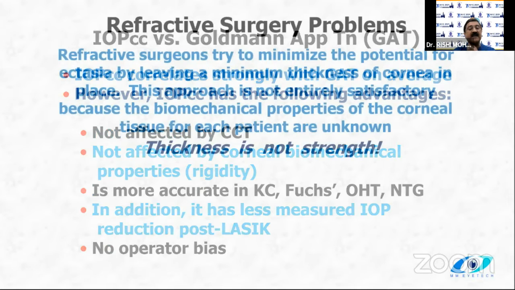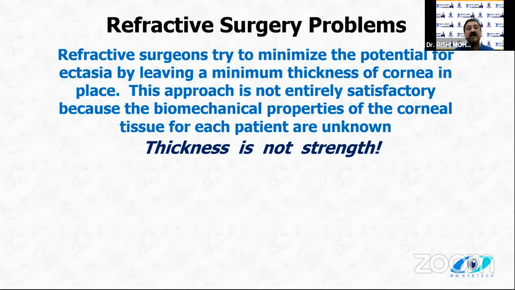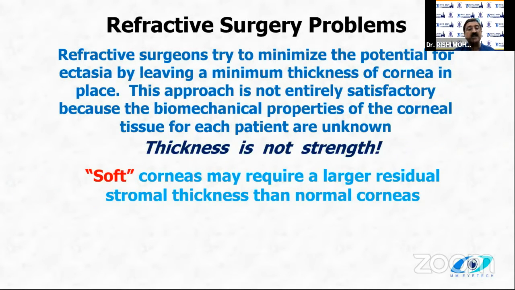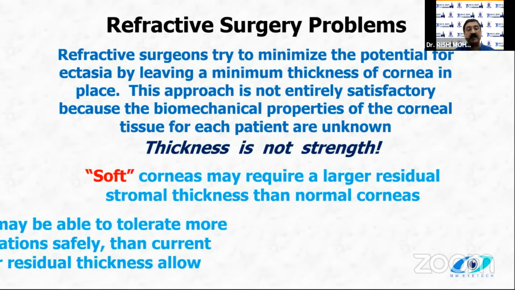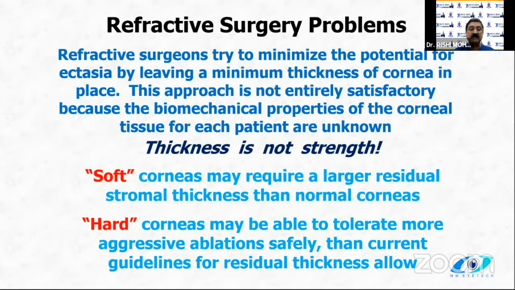If we examine refractive surgery again, refractive surgeons try to minimize the potential ectasia by leaving a minimum residual bed behind. But this approach is not satisfactory because it's the biomechanical properties that may actually govern the way this cornea will behave. So thickness, like I mentioned earlier, is not strength. And we have a concept of soft corneas, which may require larger residual stromal thickness to be left behind than hard corneas, which may be able to tolerate more aggressive ablation safely than the current guidelines for thickness would allow.